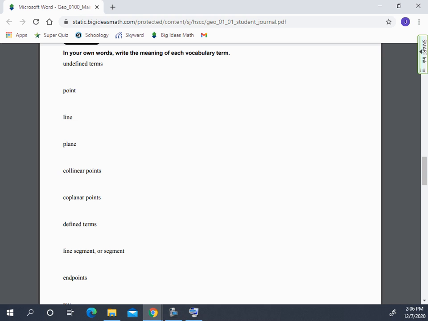Some notes here. Undefined terms. Undefined terms are words that we really don't define, like a point. A point is a point. We really don't have a definition for it. A line or a plane. They're just exactly what they are.